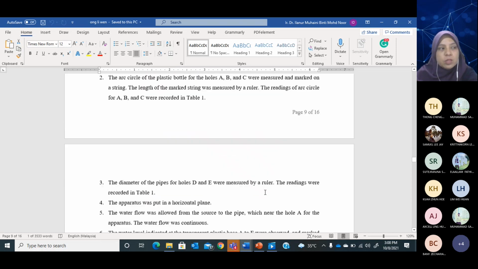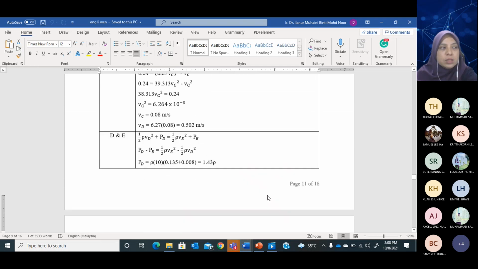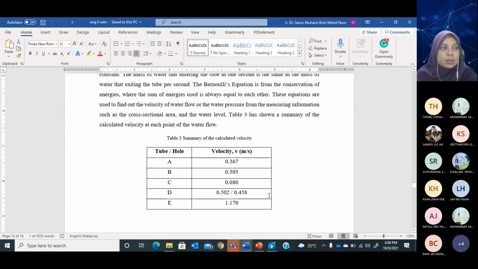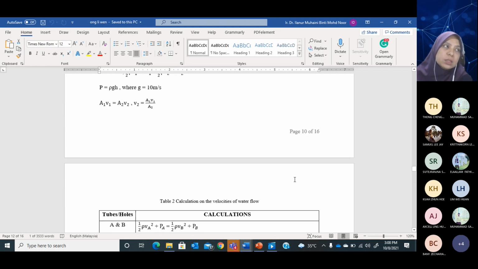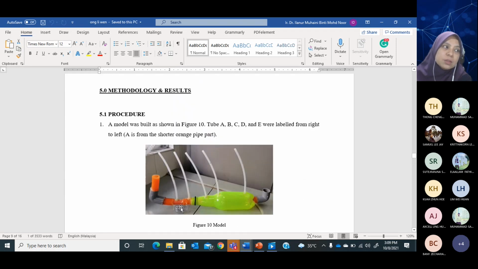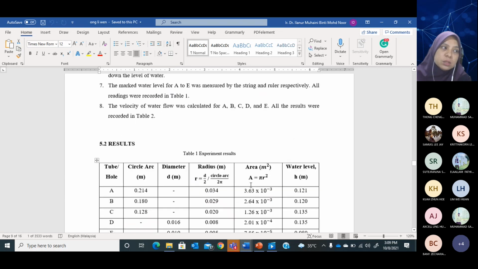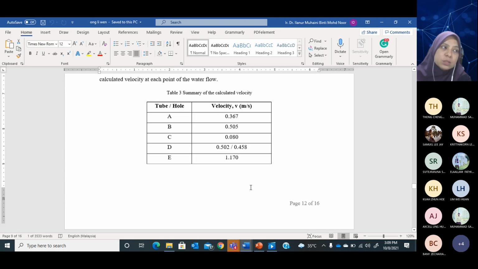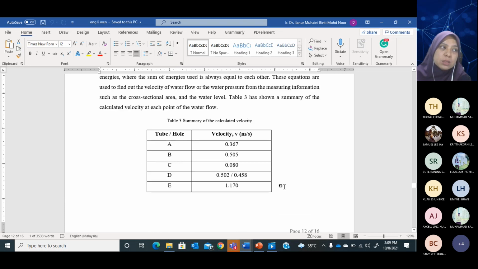Okay, so which one has the highest velocity? Look at this summary of calculated velocity. E is 1.17 meter per second. Okay, where is E? So if you label here better, right? So E is here. And then why don't you take this table next to it is the picture, so you can compare together.